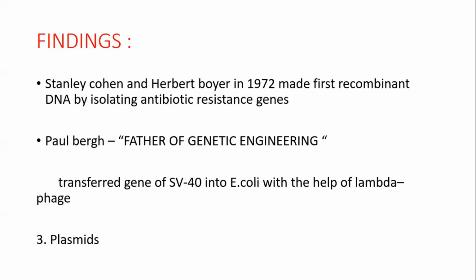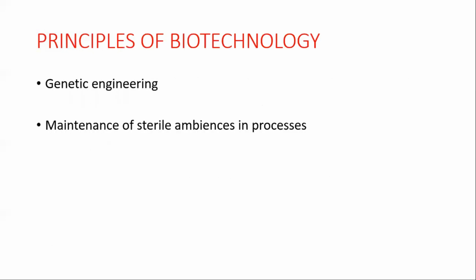So this is mostly used as a vector because we say extra chromosomal. So there's going to be an additional chromosomal entity which is going to be autonomously replicating in bacterial cells. So that is called a plasmid, which is mostly used as a vector. So you must understand this.